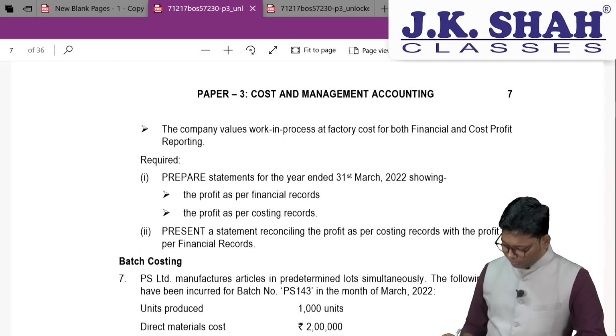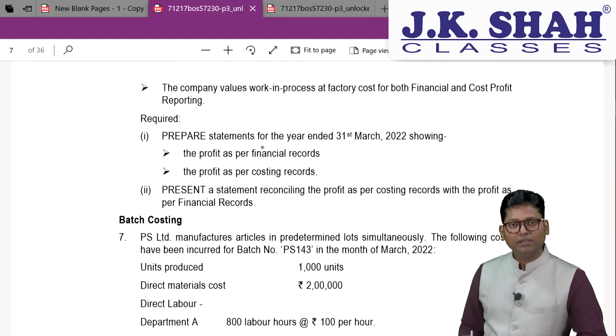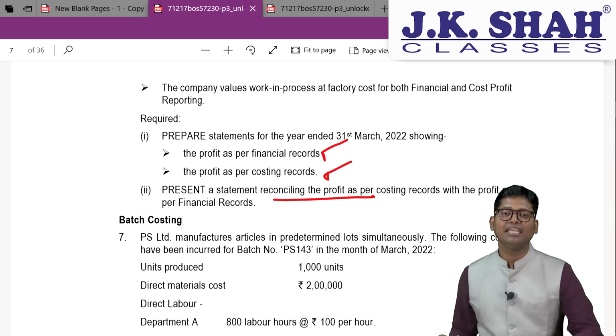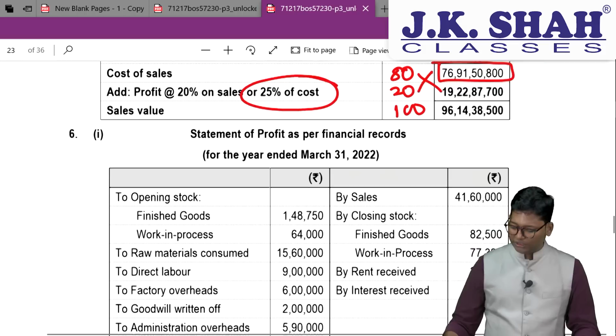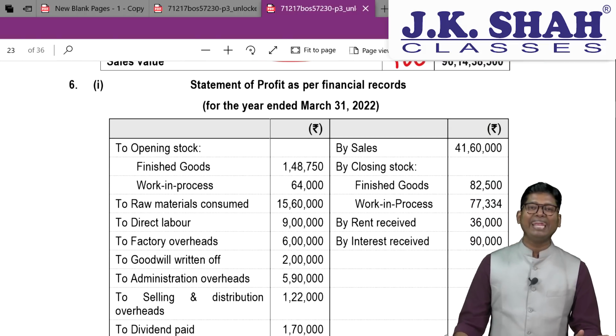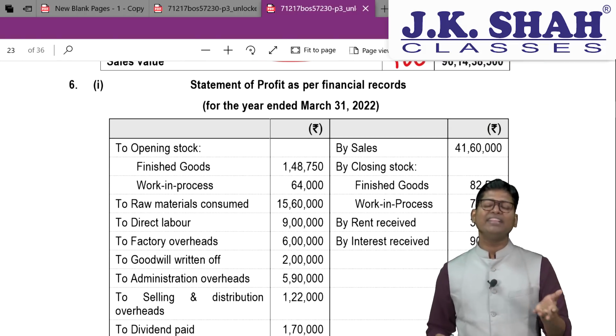They are asking us to prepare the statement showing the profit as per financial records and the profit as per cost records, and then we need to reconcile both the profits. Now, for the purpose of financial record profit calculation, simply you need to prepare the P&L account, which we used to prepare in 11th and 12th standard.